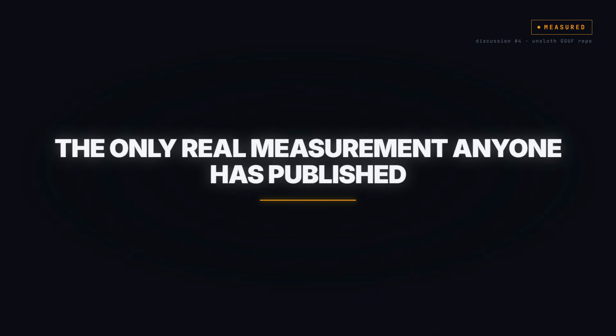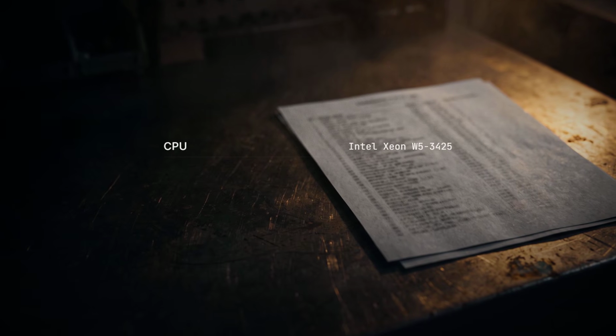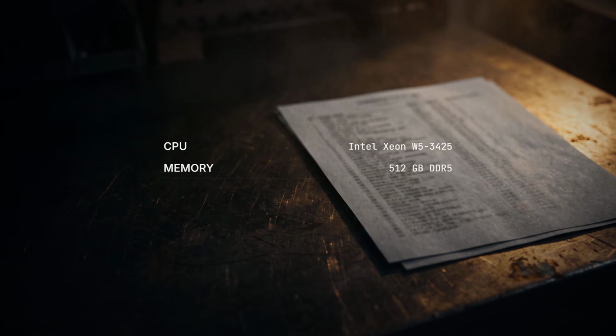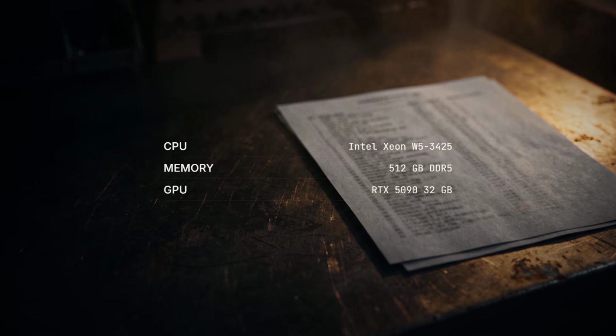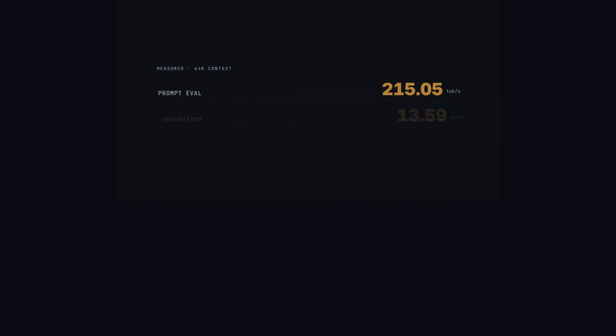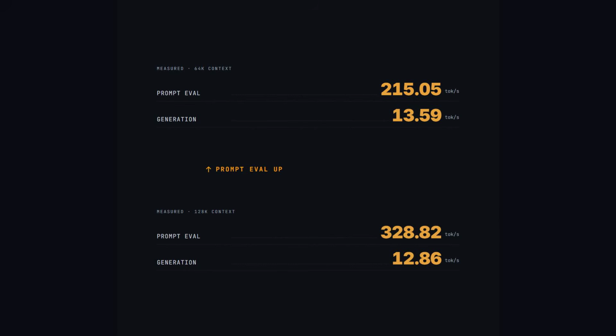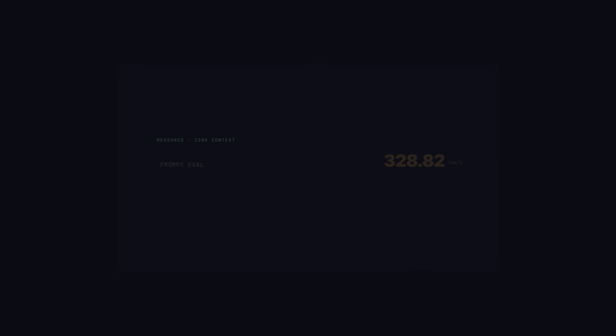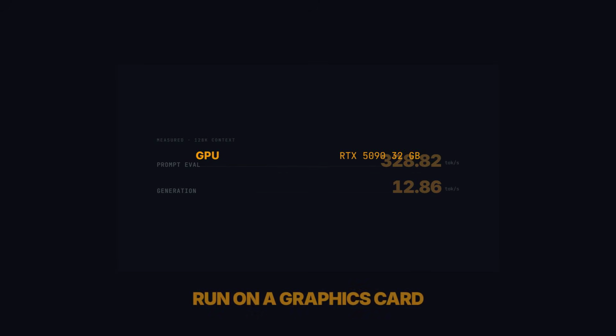Here is the only real measurement anyone has published. An Intel Xeon W5 3425, 512 gigabytes of DDR5, and a 32 gigabyte RTX 5090 doing the heavy lifting on prompt processing on a CUDA build of llama.cpp. At 64,000 tokens of context that rig evaluated prompts at 215 tokens a second and generated at 13.5. At 128,000, prompt evaluation went up to 328, and generation came down to just under 13. Even the demonstration that you don't need a graphics card was run on a graphics card.